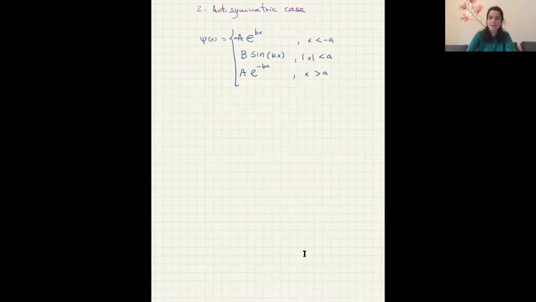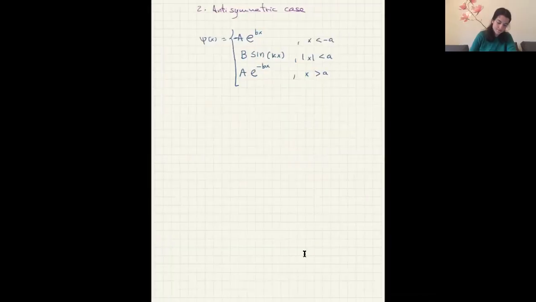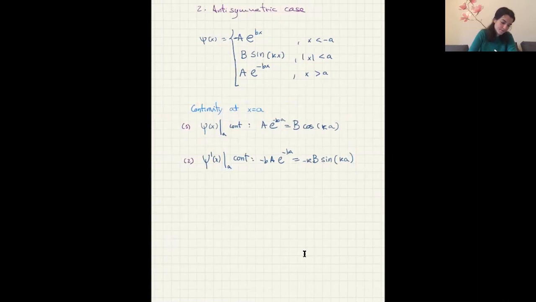Okay, then we do again the same analysis here of continuity. Let's just copy it. And what's the difference? Well, here you get sine. This is the same, and here you get cosine. And no minus sign. Okay, and we do the same thing again.